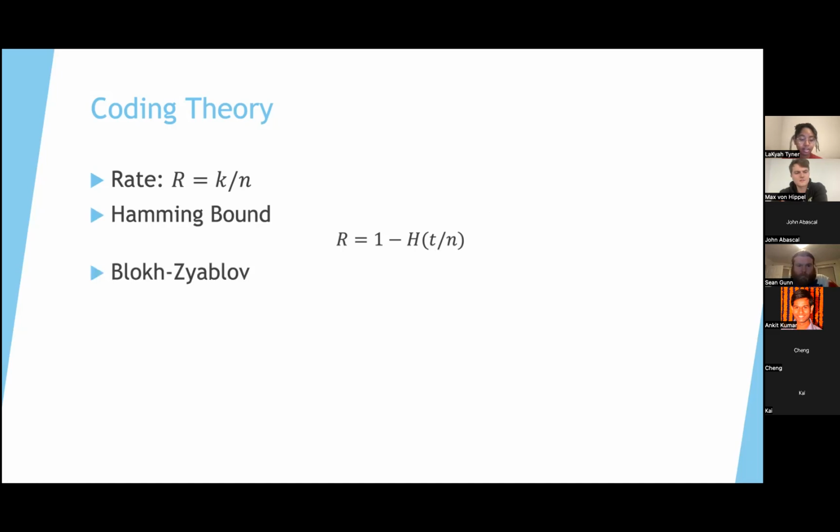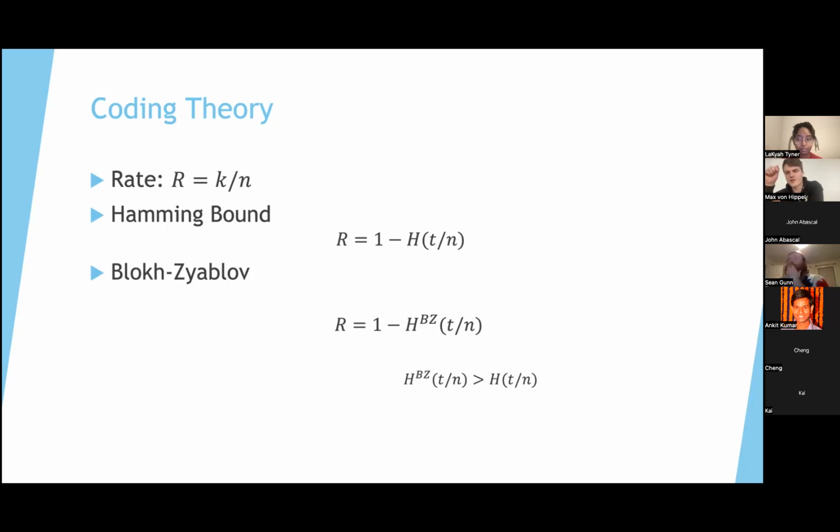Okay, and then unfortunately, currently we only have inefficient codes that meet this Hamming bound. If we want to have efficient codes, which is ideally what you would want, we are able to meet this slightly weaker bound known as the Blokh-Zyablov bound, which tells us that our rate can be equal to 1 minus this H_BZ term, where this H_BZ term is slightly larger than binary entropy.